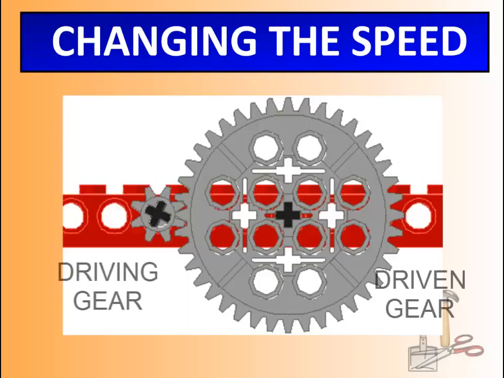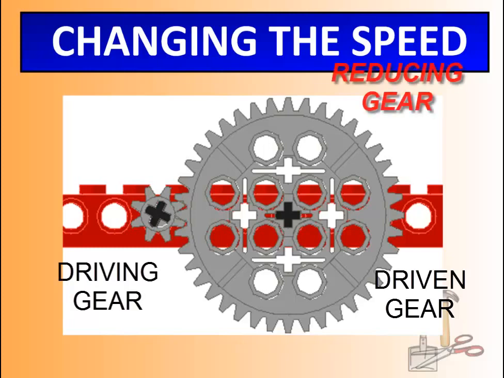Here's a reducing gear. I have a very small driving gear, as evident right here, but a very large driven gear. This is going to be a much slower machine, but it's going to have more power. So what do you need? Do you need more speed or more power? That's going to affect the setup of your gear train or your gear system. This is a reducing gear.